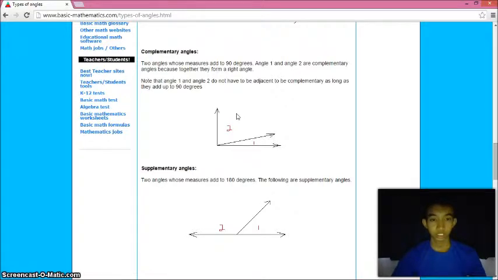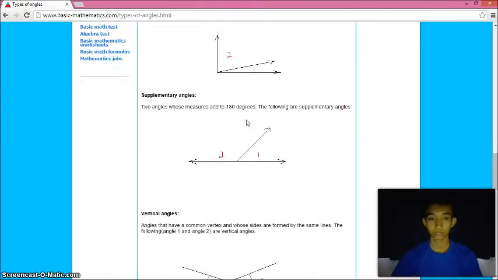Okay, please note that angle 1 and angle 2 do not have to be adjacent to be complementary, as long as they add up to 90 degrees. So if you add angle 1 and angle 2 and you get 90 degrees, they are called complementary angles, and they do not have to be adjacent.